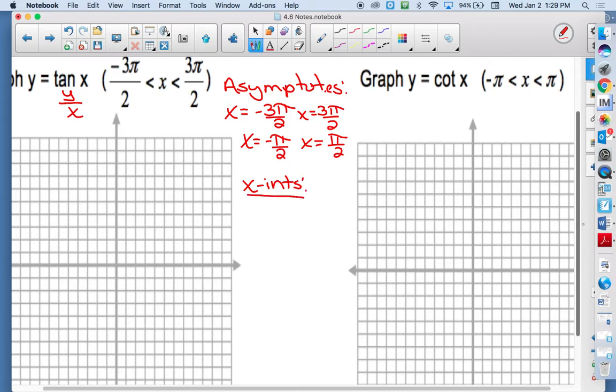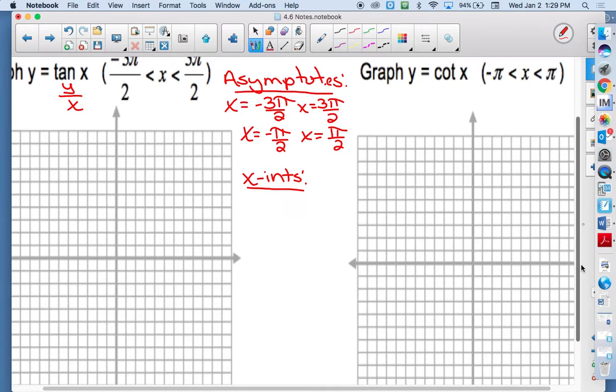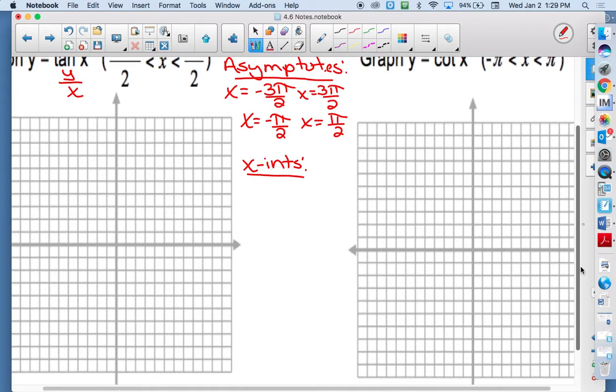So if you look at your graph, where are the x-intercepts on the tangent graph? Nick, where do you have an x-intercept at the tangent graph? 0, 0. Yeah, so there's an x-intercept at 0, 0. And that's because at the angle 0, y is 0, x is 1, well 0 divided by 1 equals 0. Nick, is there another one?